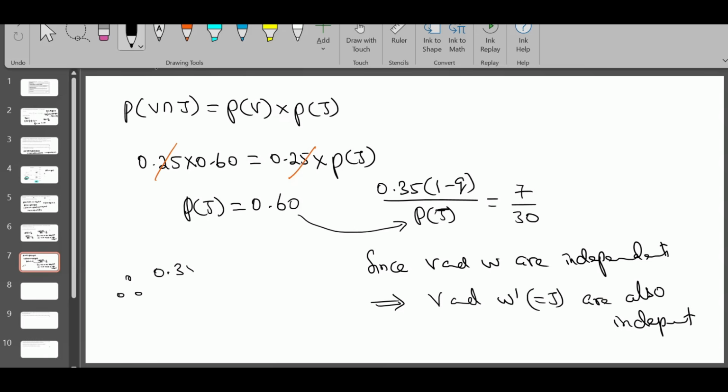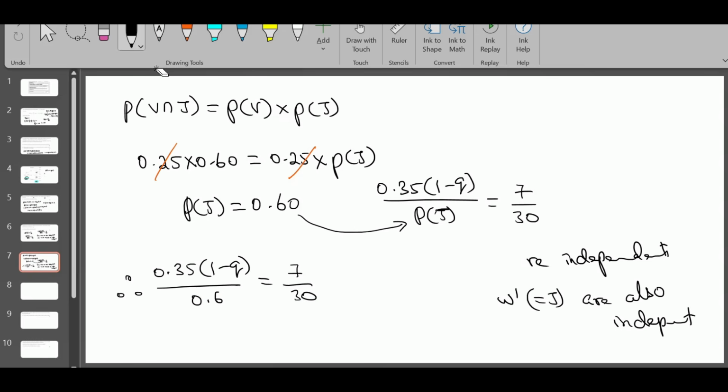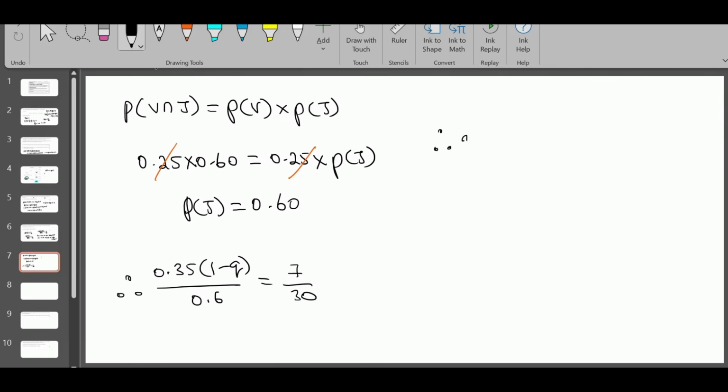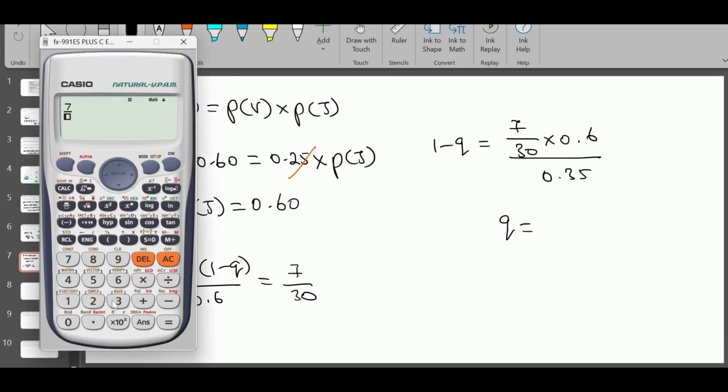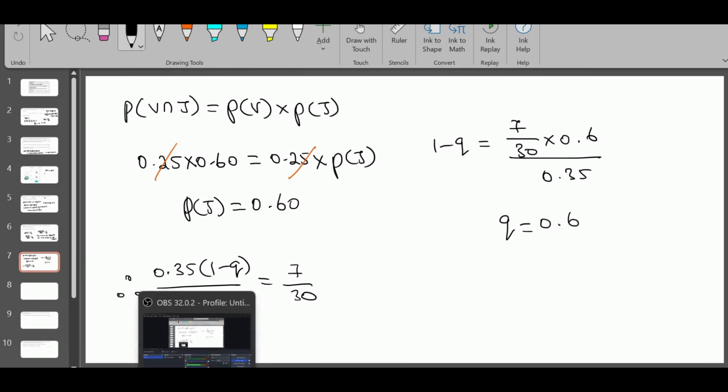Therefore, 0.35 times 1 minus Q divided by 0.6 is 7/30. And then make Q the subject. Therefore, 1 minus Q is equal to 7/30 times 0.6, everything divided by 0.35. So you can find Q. 7/30 times 0.6 divided by 0.35 is 2/5. So 1 minus 2/5 is going to be the value of Q. That's the easiest way to find Q.